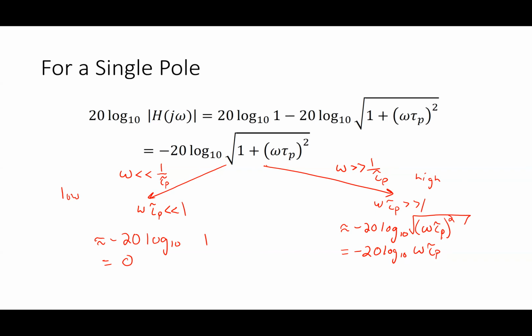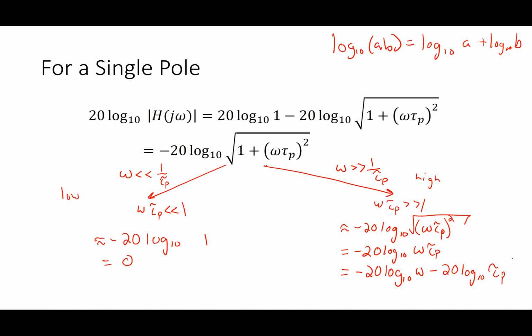How's that help? So in this case, I've got log of a times b. All right, what's that? Yeah, we're hitting all the greatest hits today, right? This is log 10 of a plus log 10 of b, right? So that says this becomes negative 20 log 10 of omega minus 20 log 10 of tau p. All right, what the heck have I just done here?